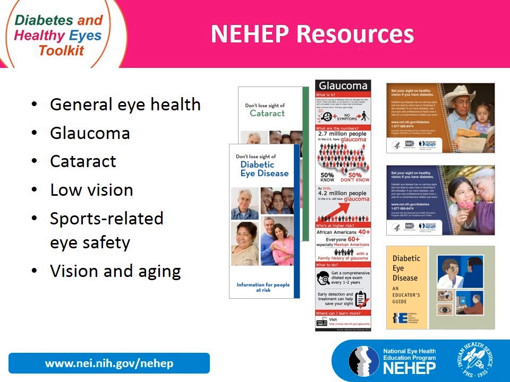In addition to the Diabetes and Healthy Eyes Toolkit, NEHEP also has numerous resources that you can download or order on the website. And this includes materials such as booklets and posters, fact sheets, articles, infographics, and even public service announcements. And these materials cover a range of eye health information, everything from general eye health to glaucoma, cataract, low vision, sports-related eye safety, and vision and aging.